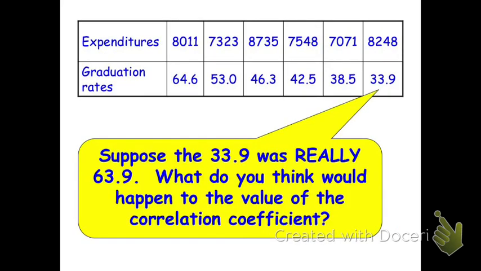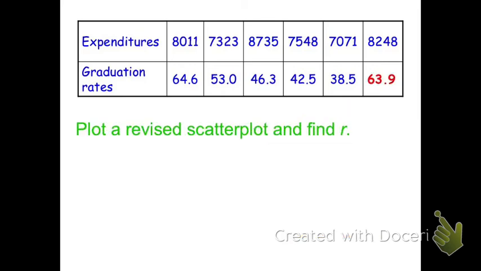Now, suppose that I change this 33.9 to 63.9. So I'm just changing 1 point. So go back into L2, delete the 33.9, and add in 63.9, and find R.